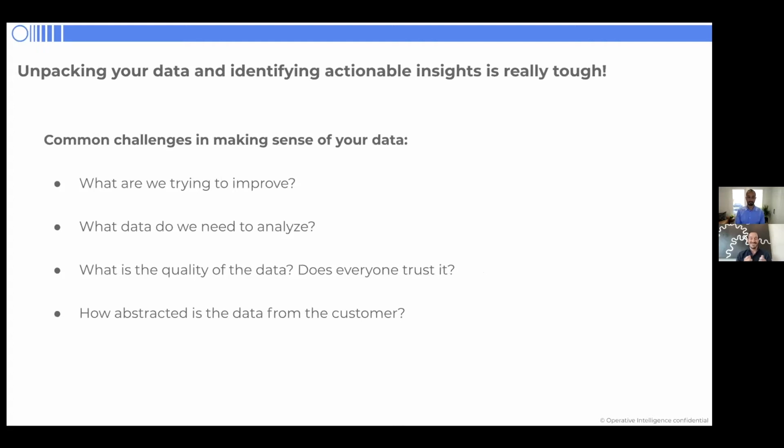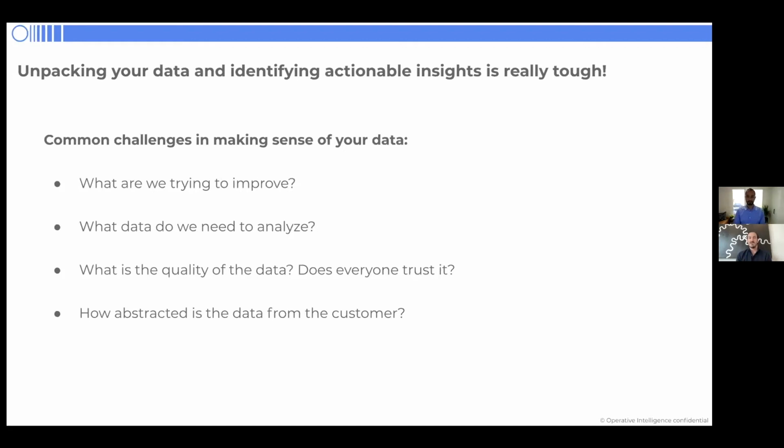Quite simply, the challenge is that making sense of your contact center data and identifying actionable insights is really, really tough. As contact center leaders, operational leaders, we're so busy managing the day-to-day, new projects, in-flight initiatives, budgets, hiring, stakeholder management updates, the list goes on. It's really, really challenging to find both the time and the resources to dedicate to the problem.